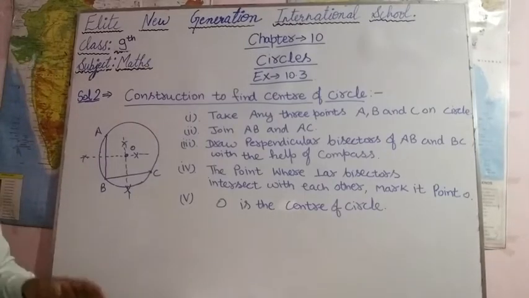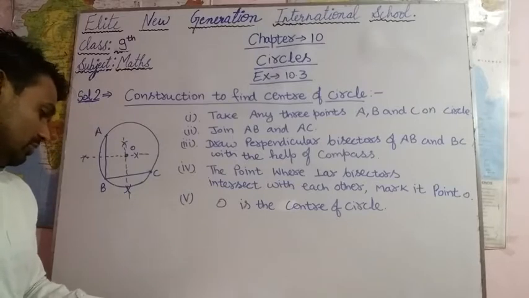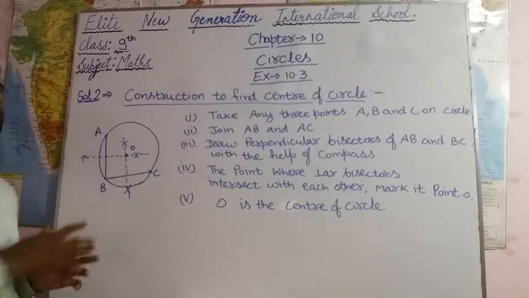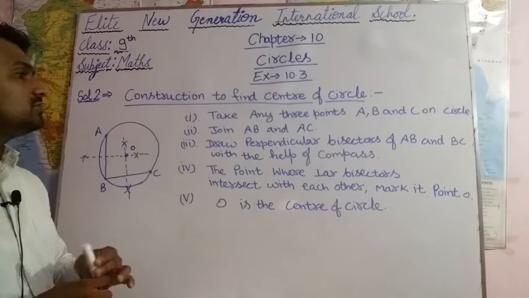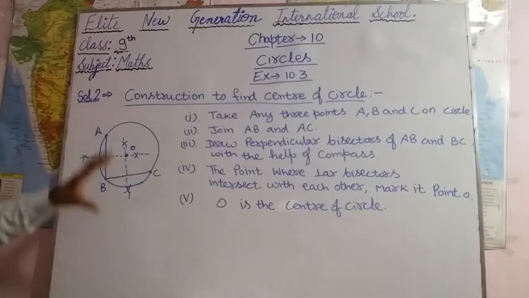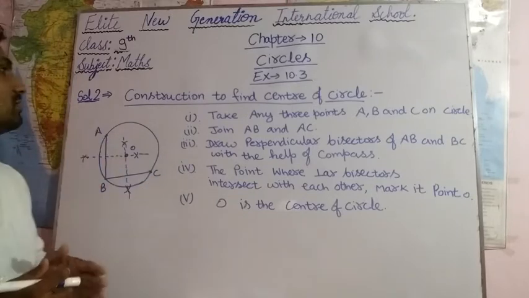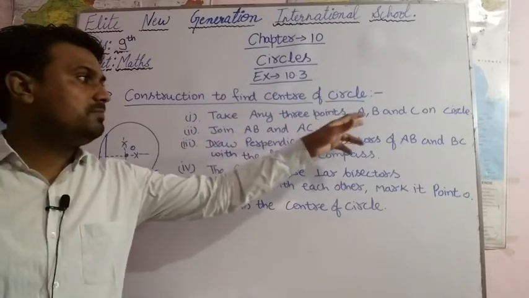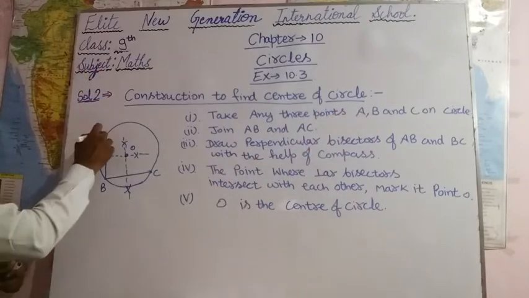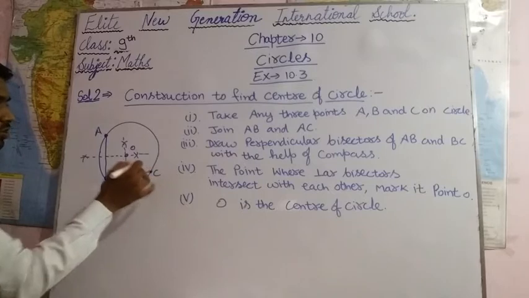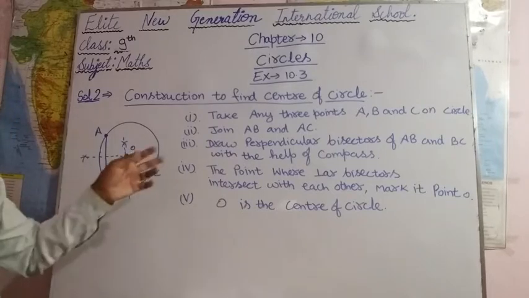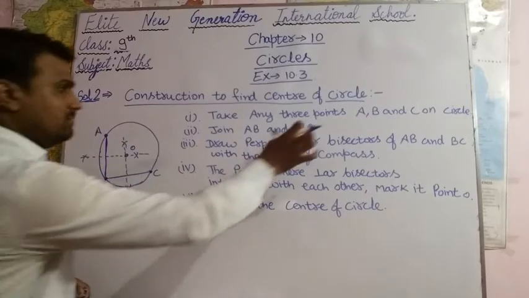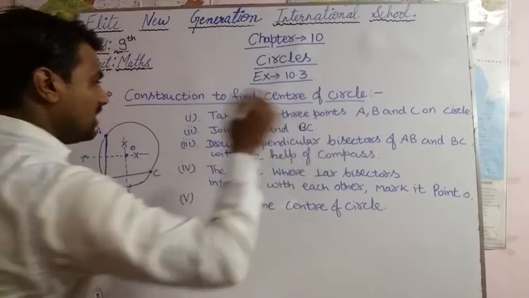In question number 2, suppose you are given a circle, we have to give the construction to find its center. So here we have a circle and we have to give the construction to find the center of the circle. What are the constructions to find its center? First, take any 3 points A, B and C on the circle. Now the second step is to join AB and BC. So we can join these points.